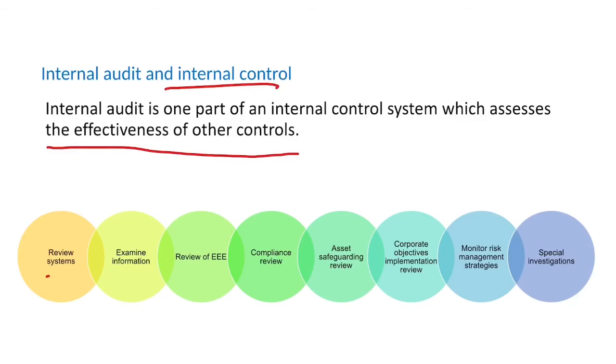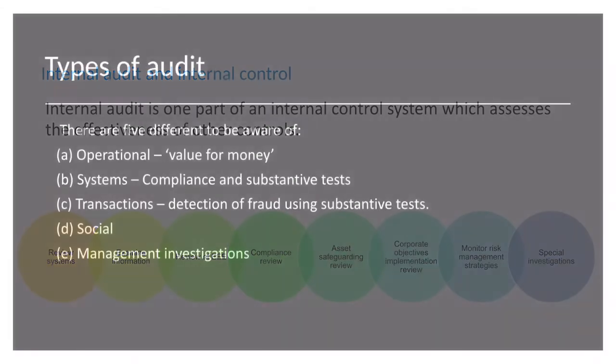So you can see they are reviewing systems, examining the information, review of EEE, external audit experiments, compliance, asset safeguarding review, corporate objective implementation review, monitor risk and strategies, and special investigation. These are the types of tasks which might be conducted by internal auditors.